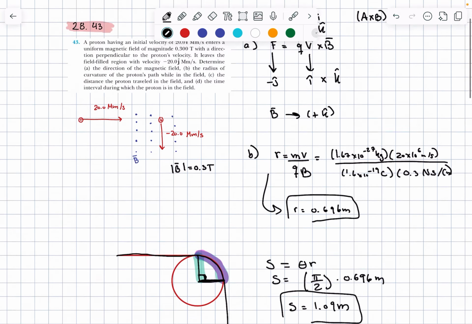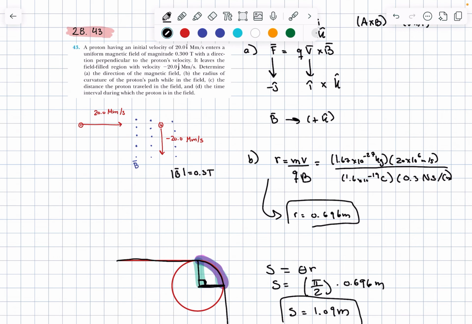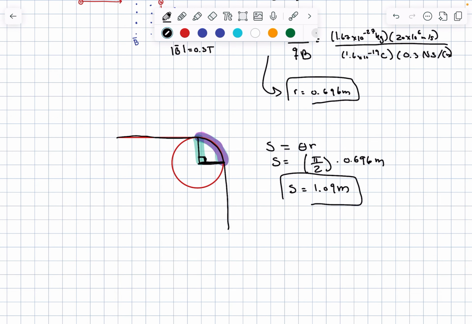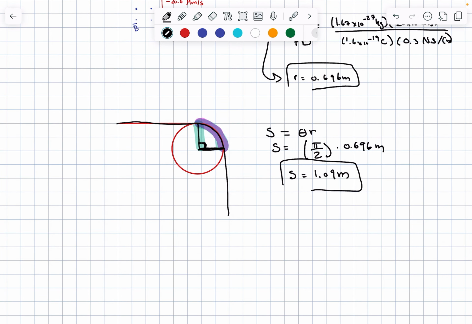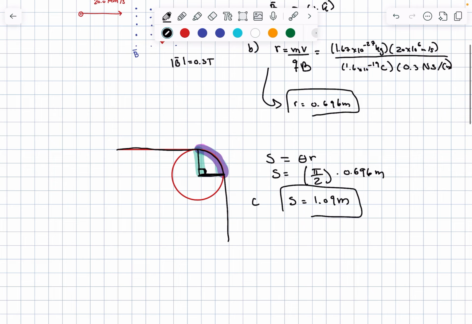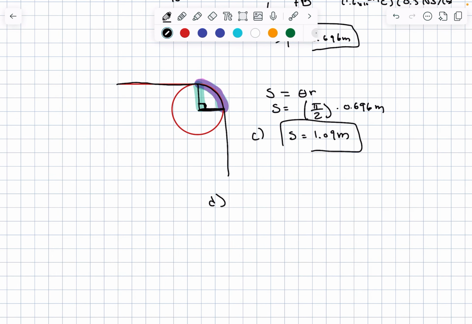We are then asked to figure out the time interval during which the proton is in the field. To do that, we know how far it went, and we know its velocity, how fast it was going. That was for C. For D, we have delta t equal to 1.09 meters, how far we went, per our velocity, which is 20 times 10 to the 6 meters per second. And this is going to give us 54.7 nanoseconds for D.